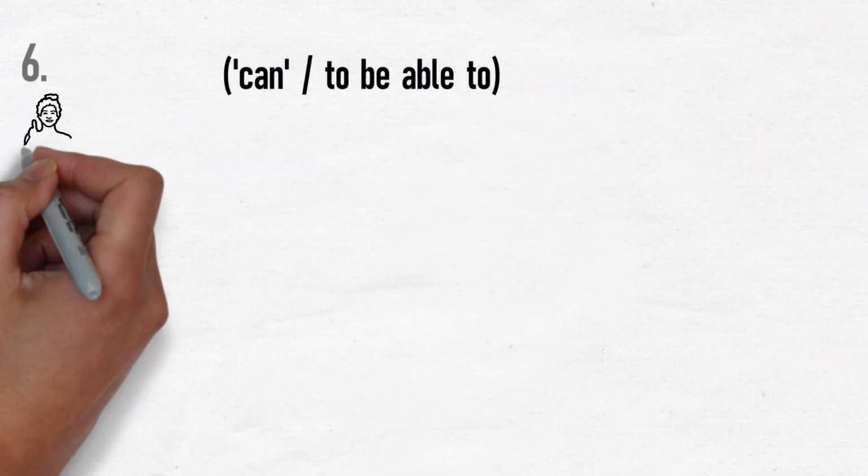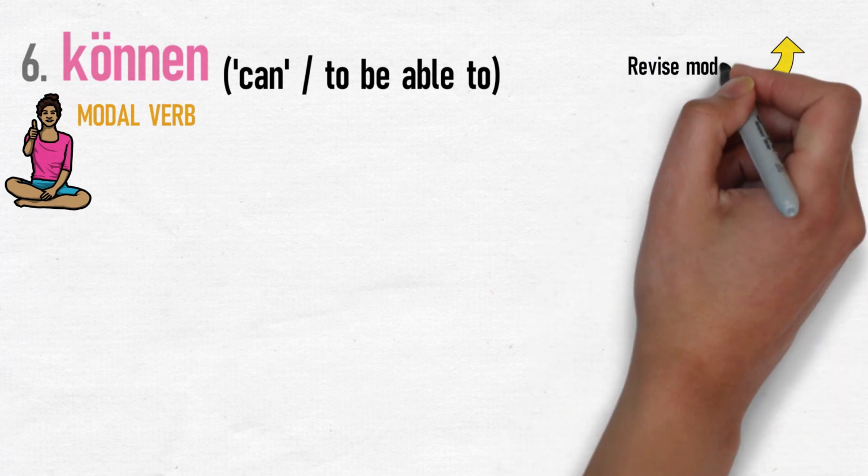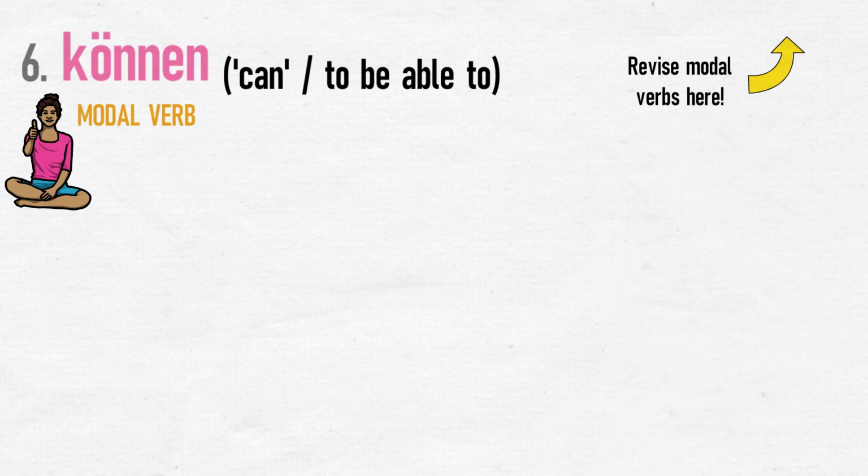The 6th verb in the list is kann, or to be able to, which is translated as können in German. This is what's known as a modal verb, which has its own set of rules. If you want to know more about modal verbs, you can go back and watch my modal verbs video by clicking the banner now. Here are some examples of können in context.